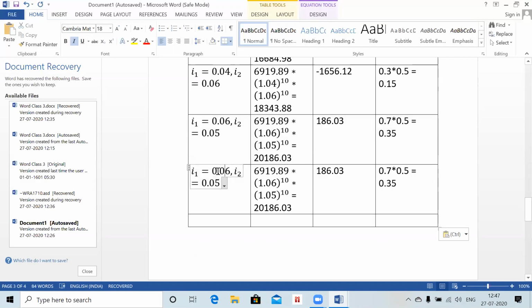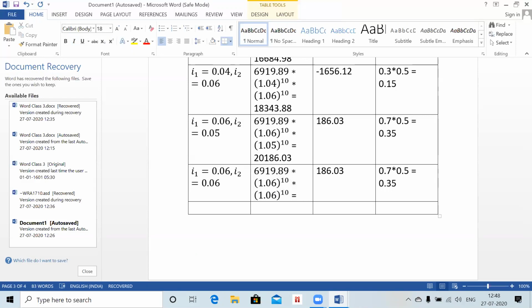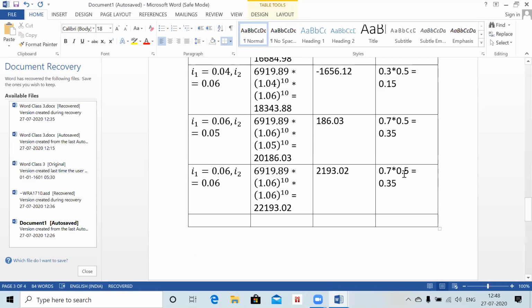Now copy this again. i_1 is equal to 0.06, i_2 is equal to 0.06, so 1.06, 1.06, so that is 2219.02, sorry, 2219, and then here you get 93.02. The probability of 0.35 remains here.